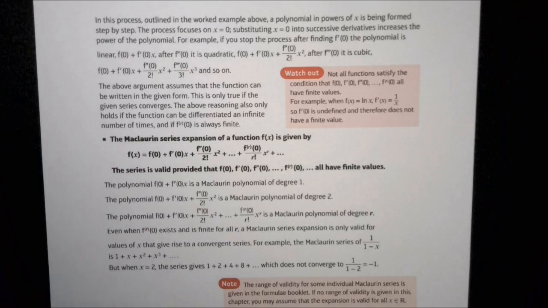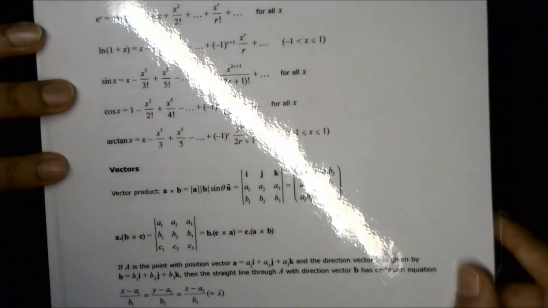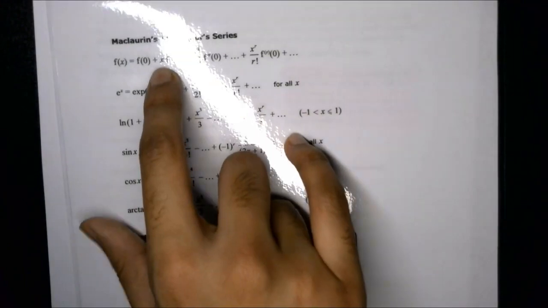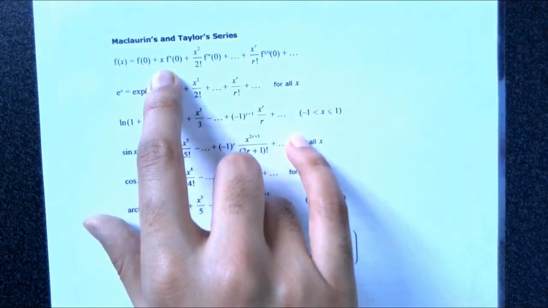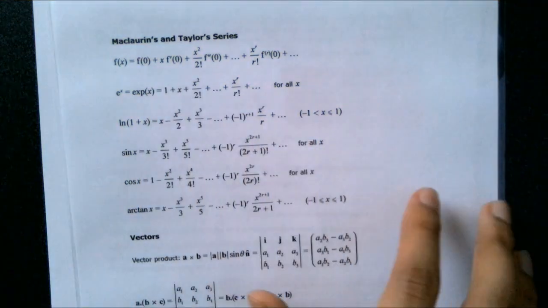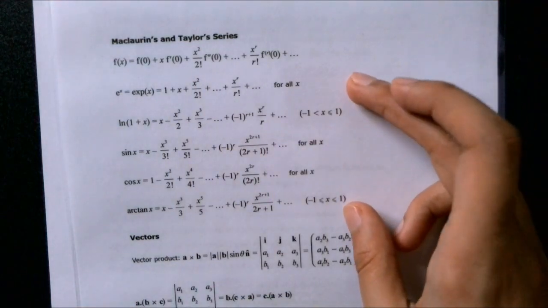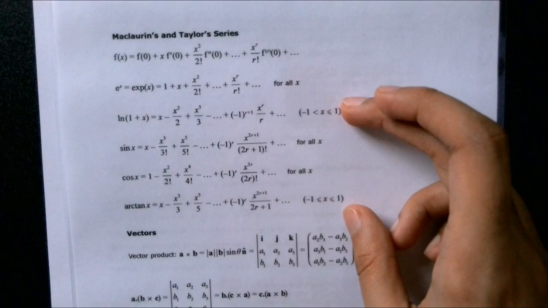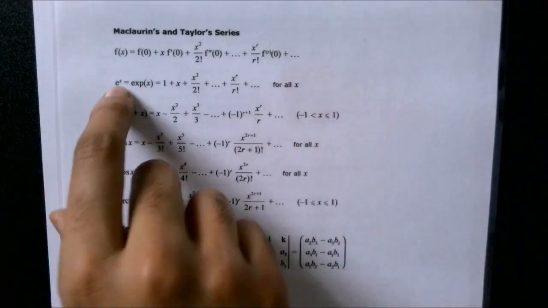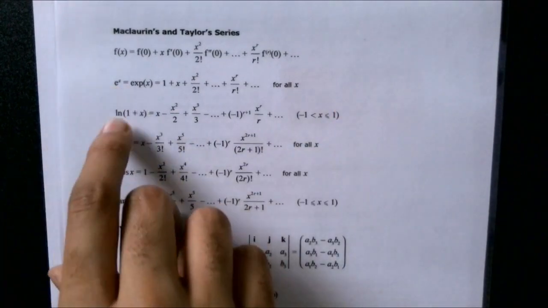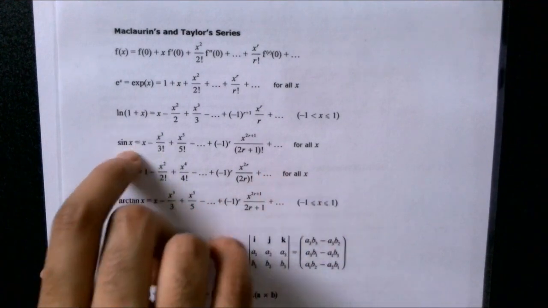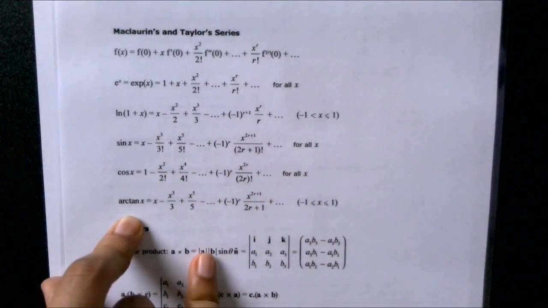If you take a look in the formula book, you'd find over here we have the formula for the Maclaurin series, and that's shown at the top over here. And we've also got different Maclaurin series for different functions. For example, we've got the Maclaurin series for e to the x, the natural log of 1 plus x, sin x, cos x, and the arctan of x.